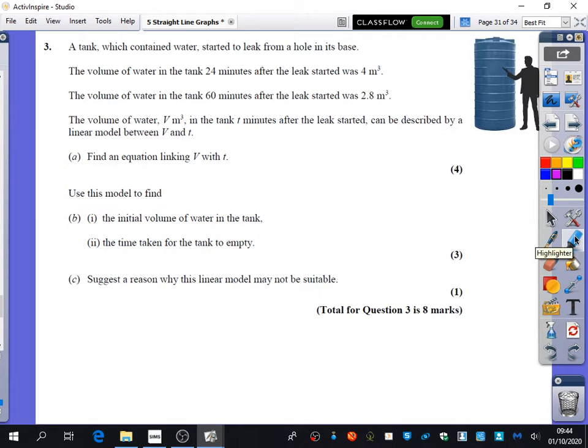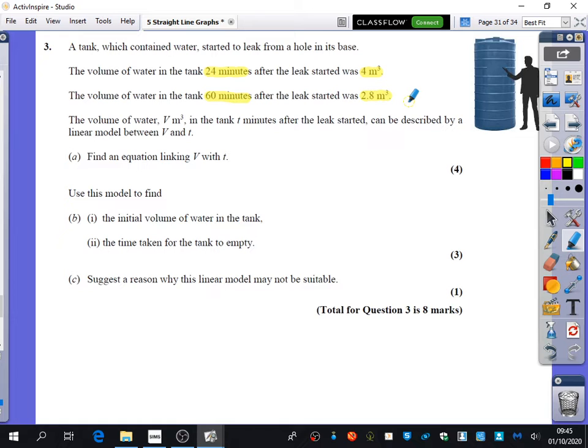So we have here a tank which contained water started to leak from a hole in its base. The volume of water in the tank 24 minutes after the leak started was 4 meters cubed. So it was 24 minutes. The leak meant that there was only 4 meters cubed left. The volume of water in the tank 60 minutes after the leak started was 2.8 meters cubed. The volume of water, V meters cubed, in the tank T minutes after the leak started can be described by a linear model between V and T.